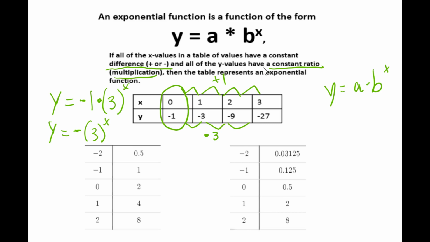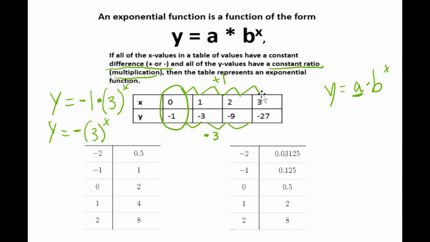Okay? So our a, the initial value right here, would be -1. My b would be my growth rate of 3. How do you find the growth rate? You just look at how the y's are growing because the x's should be changing at a constant rate.